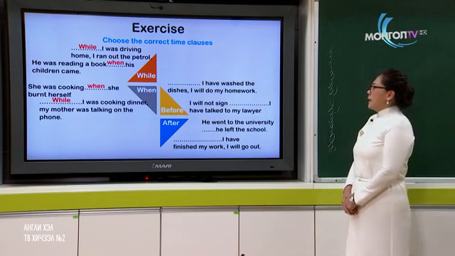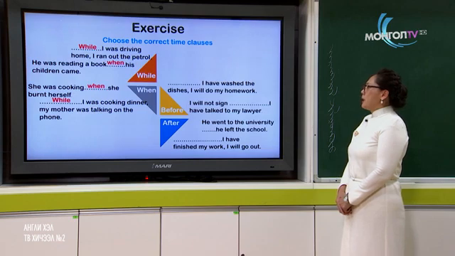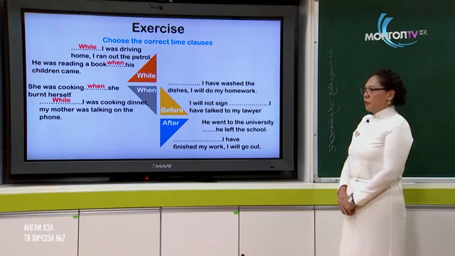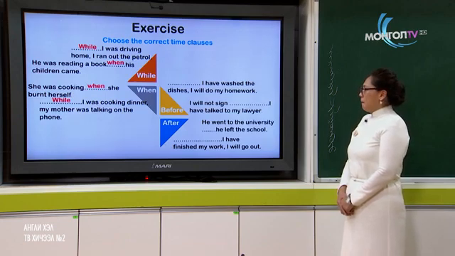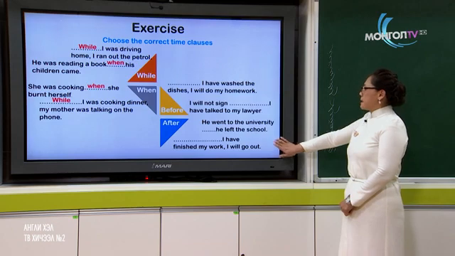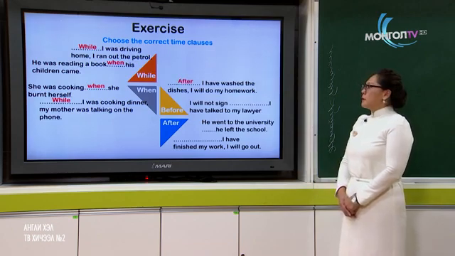Okay, next one. Blank, I have washed the dishes, I will do my homework. Here you can use before and after. Let's see the correct answer. What do you think? Okay, after.